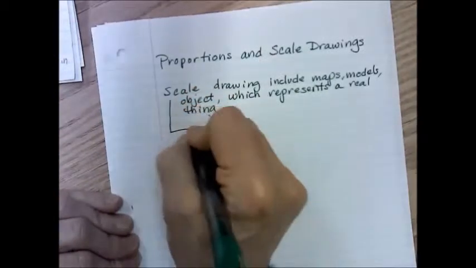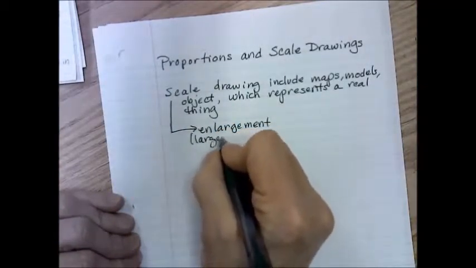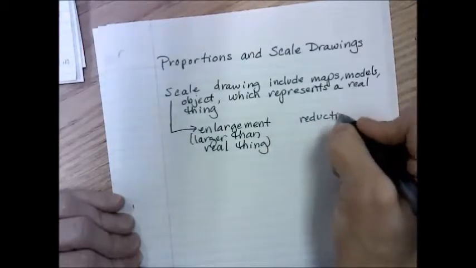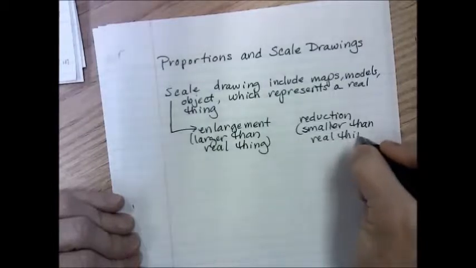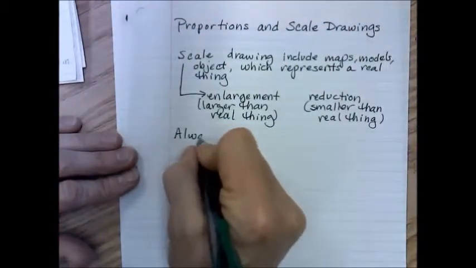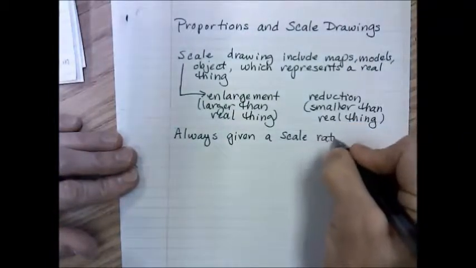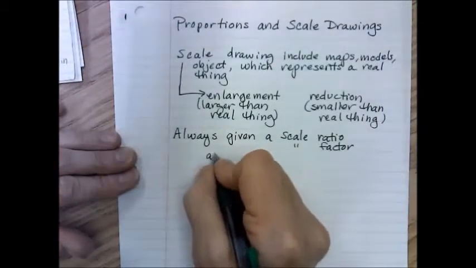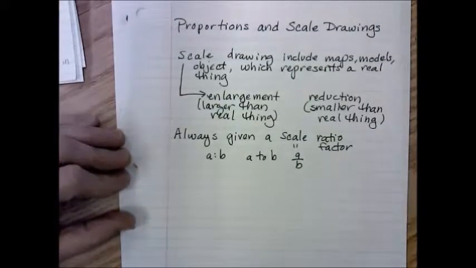Now, these scale drawings are usually some type of an enlargement, which means it is larger than the real thing. Or it could be a reduction, which means it is smaller than the real thing. All right. Now, when we work with these types of proportions in scale drawings, we are always given a scale ratio. Sometimes it's called a scale factor, means the same thing. And it's always written in one of three forms. It's written either A to B, or in fraction form A over B. And we've seen a lot of that this year, so we know just what that means.